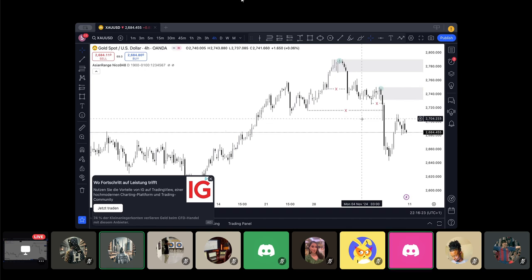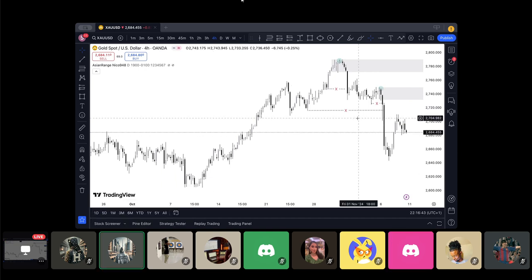But a break of structure which breaks the structural level on the left side is more accurate. So basically, once you see price breaking out a structural level on the left side, that one, this was our lowest high, and then price broke it up. So that's basically a change of structure. Sorry, that's basically a break of structure.